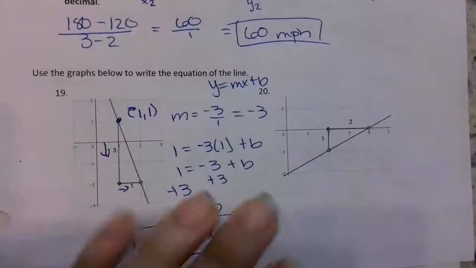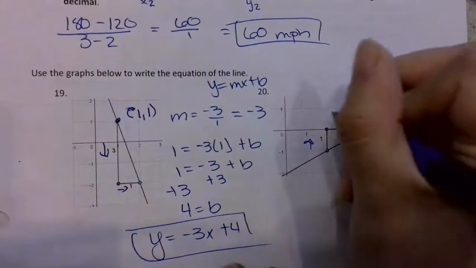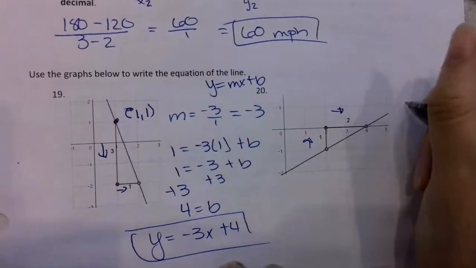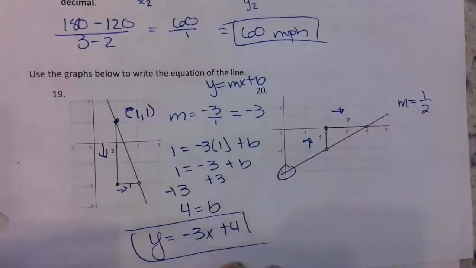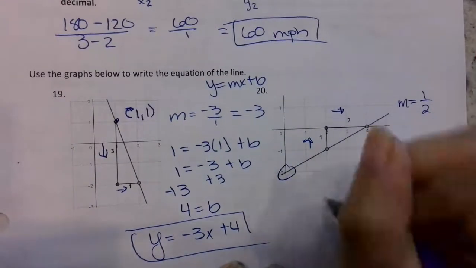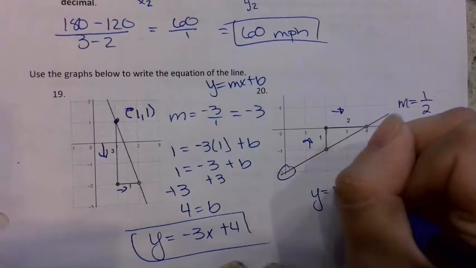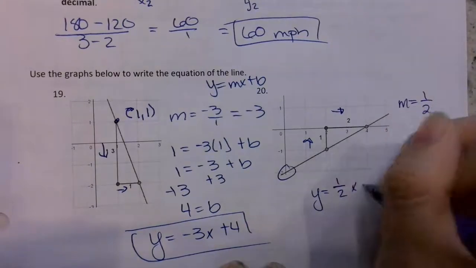Over here on number 20, same thing. I'm going up 1, right 2, so my slope is going to be 1 over 2. This one I actually can see my y-intercept. It's negative 2. So I write it as y equals 1/2 x minus 2.